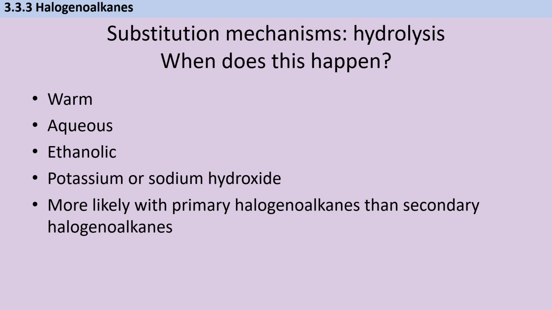Also, the type of halogenoalkane that we're using is going to have an impact on whether we see substitution or elimination. So primary halogenoalkanes are more likely to undergo substitution reactions than secondary, which are more likely to undergo elimination reactions. Tertiary halogenoalkanes will do both.